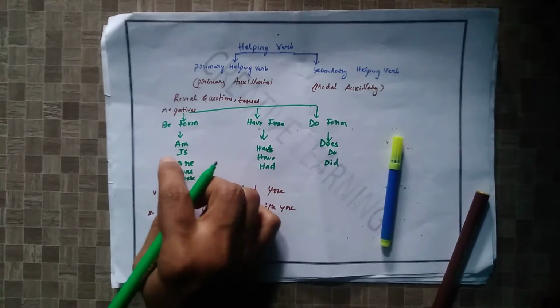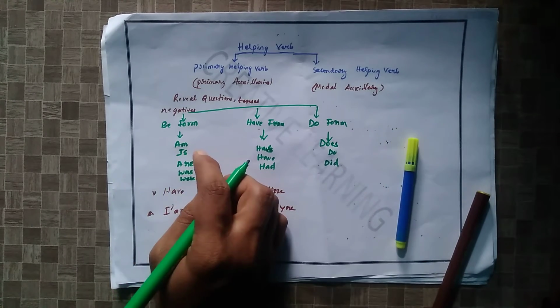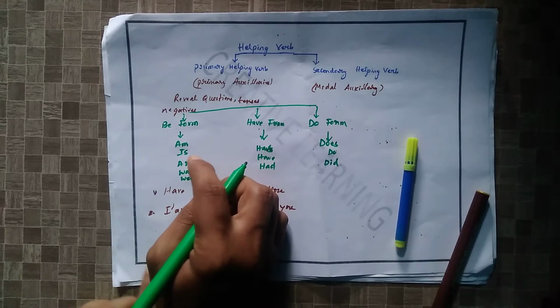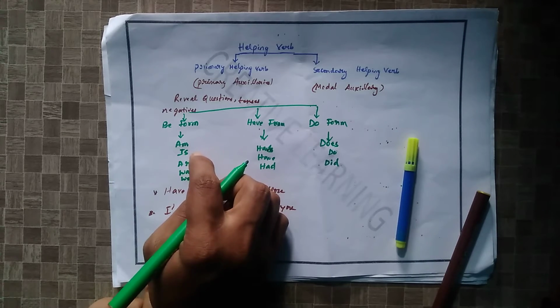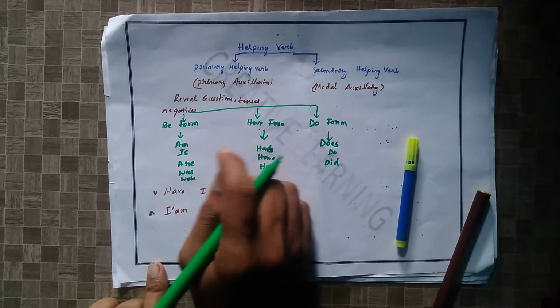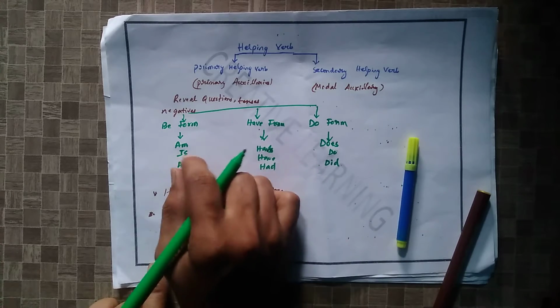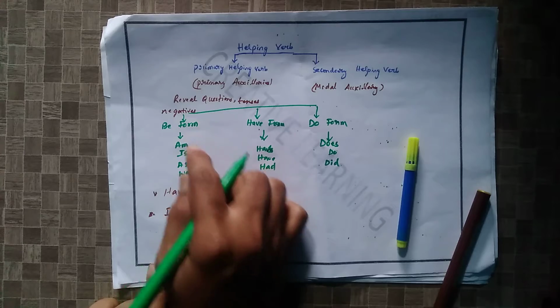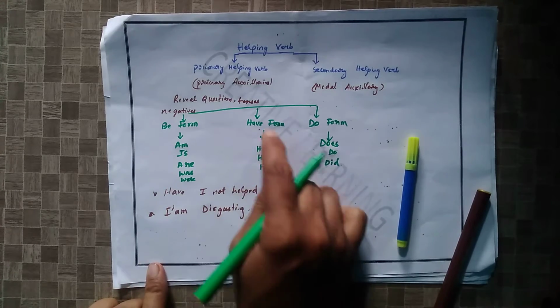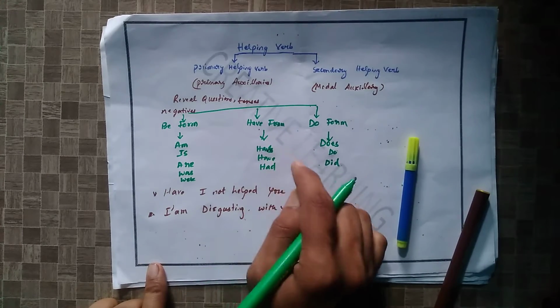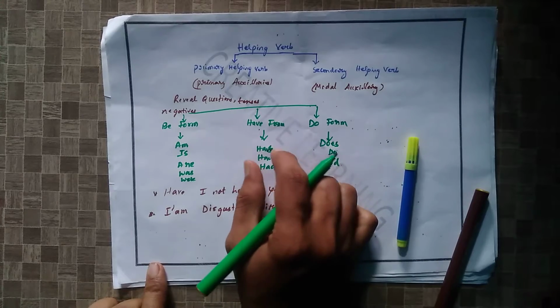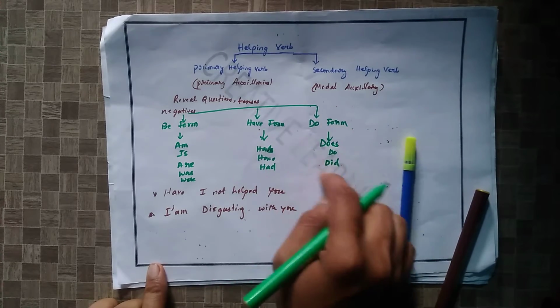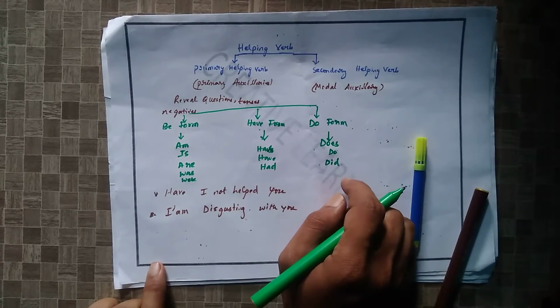Next, am: I am going to school. Is it your bag? For example, by using be form, we have to use these verbs. In have form, we have to use had, have, has. In do form, we have to use does, do, did.